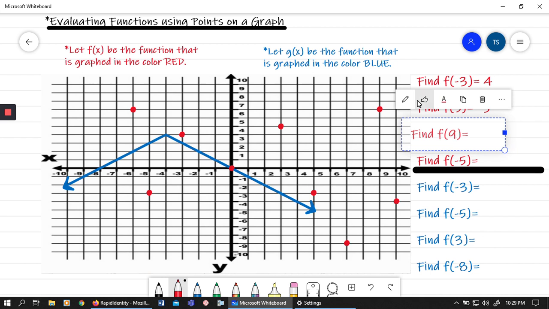Let's look at the next one. Let's look at f of 9. We're still looking at the red graph, at those red dots, those red ordered pairs, those red coordinate points. So f of 9, we're looking at the x value 9. Let's count that from the origin. That means we're going right 9. 1, 2, 3, 4, 5, 6, 7, 8, 9 to the right.